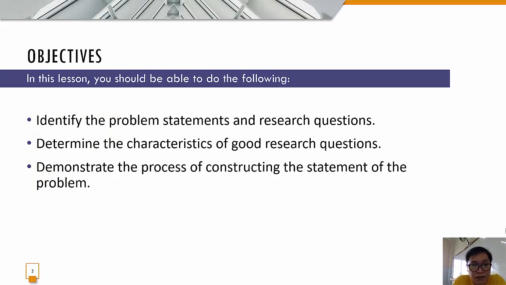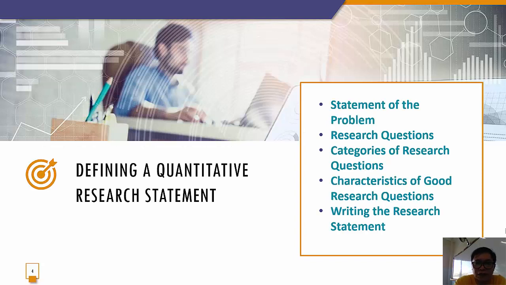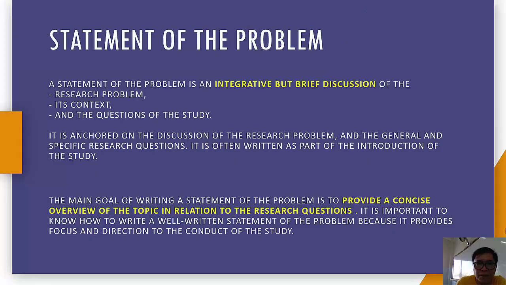Identify problem statements and research questions. Determine the characteristics of a good research question. Demonstrate the process of constructing the statement of the problem. So here is defining a quantitative research statement. First, you have to know the following: statement of the problem, research questions. We have categories of research questions, characteristics of good research questions, and writing the research statement.